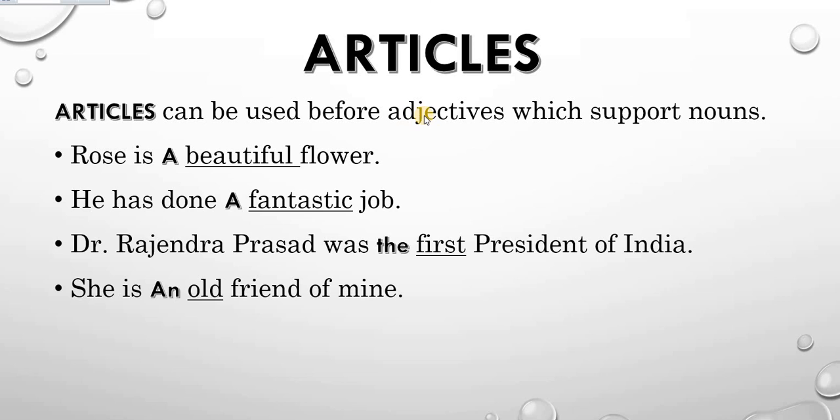Articles can be used before adjectives which support nouns. Example we can see. Rose is a beautiful flower. Here beautiful is the adjective of flower. This describes the flower and we take beautiful flower as a phrase and this gives a single meaning. So a is used before beautiful flower.